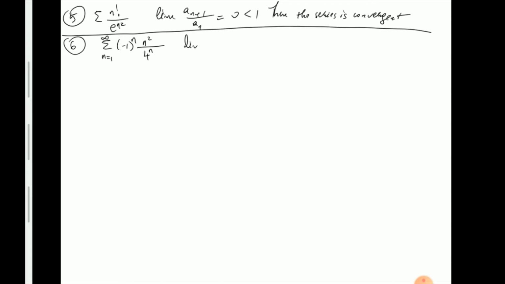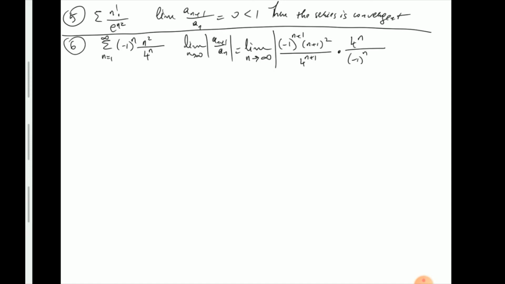So let's set up again the limit of a_(n+1) over a_n in the absolute values. See, previously I omitted the absolute values because the series were with positive terms anyway, so the absolute value didn't matter. But here it matters because you have negative terms in the series itself. So let's plug in n plus 1 everywhere and divide by the original, so that means times 4 to the n over (-1) to the n times n squared.